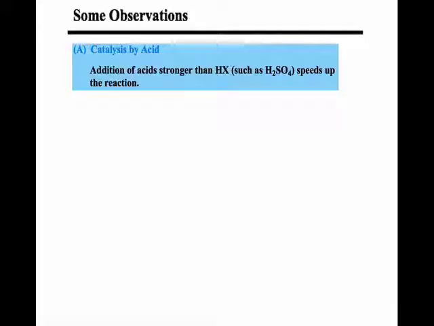So let's look at some observations about reactions of alcohols with strong acids to form alkyl halides. We know that the reaction is catalyzed by the acid. We get the acid back. We know that if we add acids that are stronger than HX, the reaction gets sped up. In other words, if I have HCl, what would be a stronger acid than HCl? H2SO4. So we can add a mixture of HCl and H2SO4 to the reaction, and the reaction speeds up.